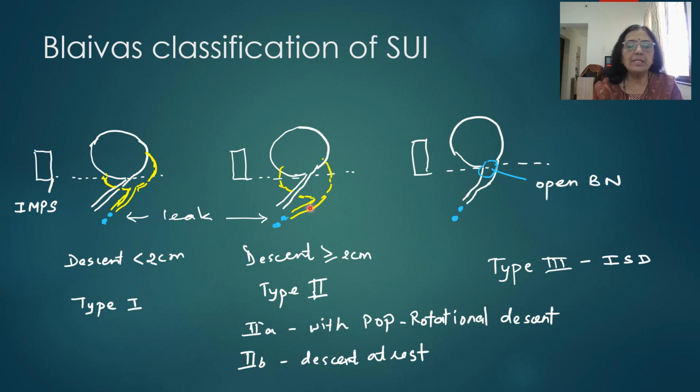And with that descent, there is a leakage or there is incontinence with raised intra-abdominal pressure. Type 3 is, as you can see, bladder base is absolutely in a normal position with respect to inferior margin of pubic symphysis at rest as well as after straining. But what is seen at rest is an open bladder neck. Then it becomes type 3, or what we have described as an internal sphincter deficiency.